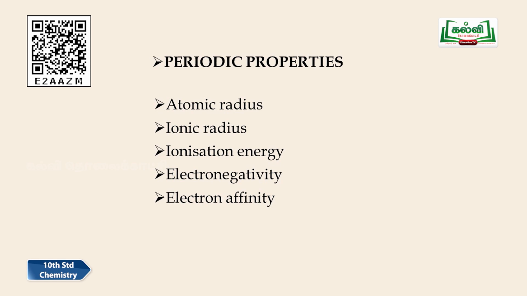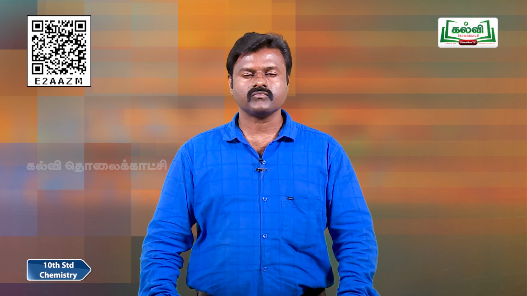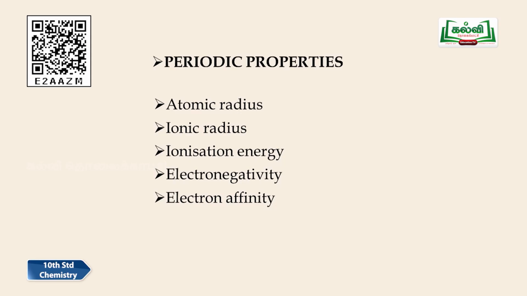What is ionic radius? What is an ion? Ion is a charged particle. It may be positive or negative. A positive ion is called a cation, a negative ion is called an anion. What is ionic radius? See, it is similar to your atomic radius. Here, it is the distance between the center of the nucleus and the outermost orbit containing the electron cloud of the ion, that is ionic radius. What is ionization energy?